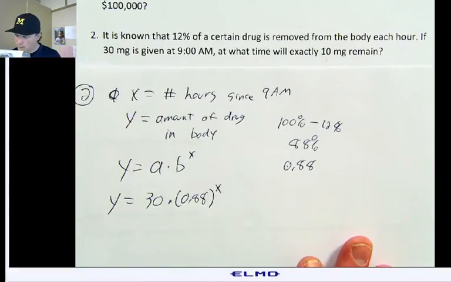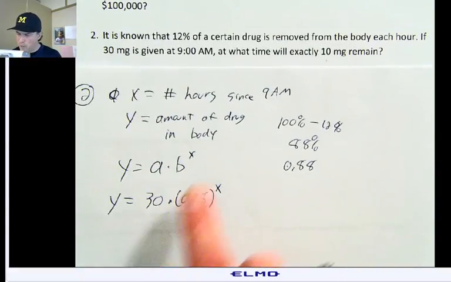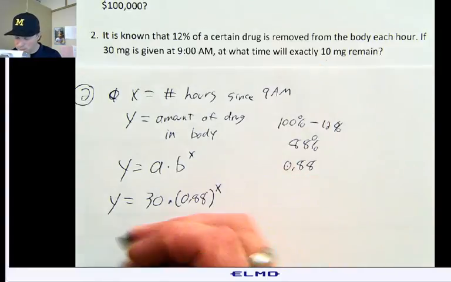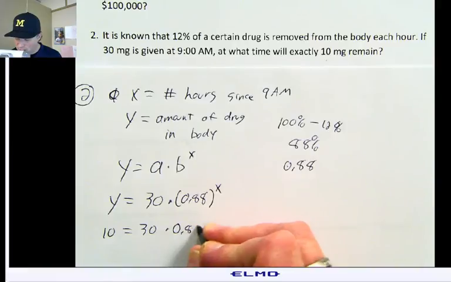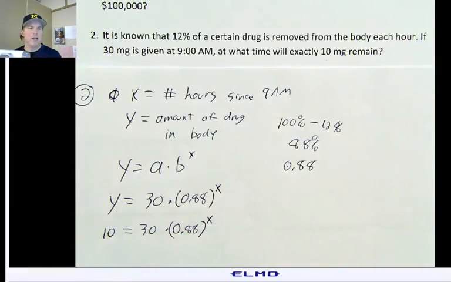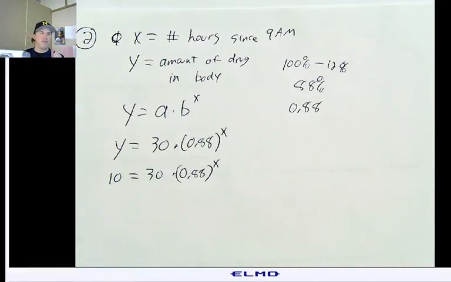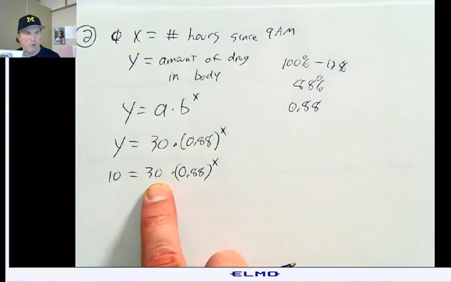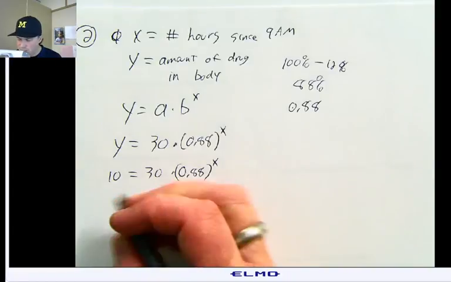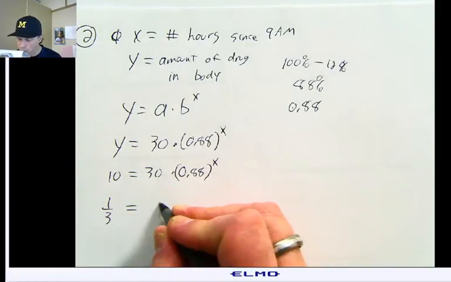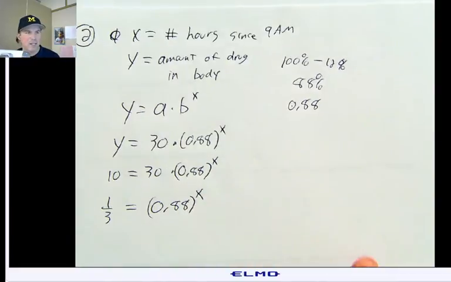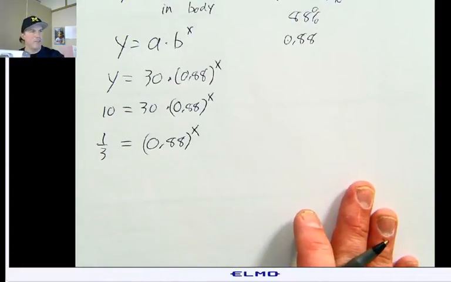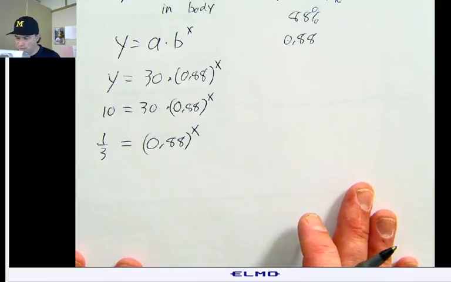All right, so this is my equation, and I want to know when will exactly 10 milligrams remain. So 10 equals 30 times 0.88 raised to a power of x. Now, just like our last problem, I'm going to transfer to log form, but I can't do that until I move this 30 over. If I divide both sides by 30, I get 1/3 equals 0.88 raised to a power of x. I'm going to use the other technique that I taught yesterday to solve this.